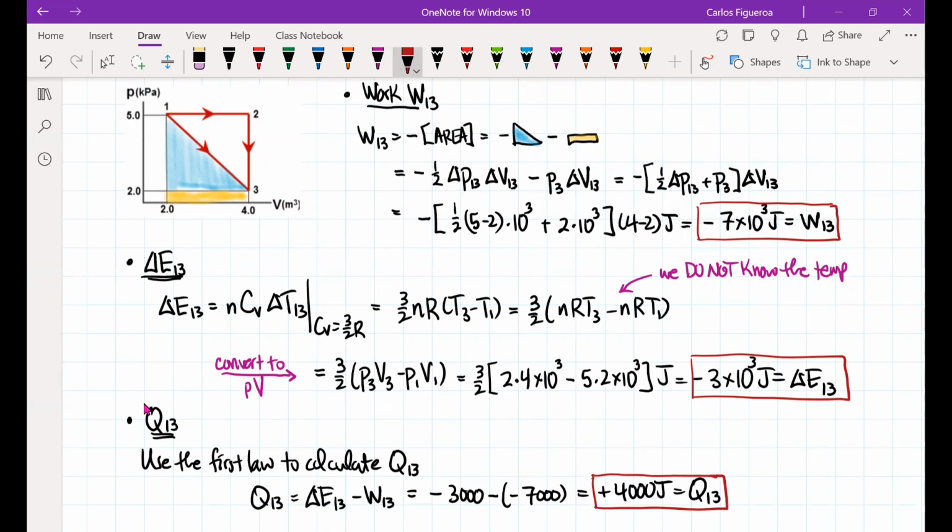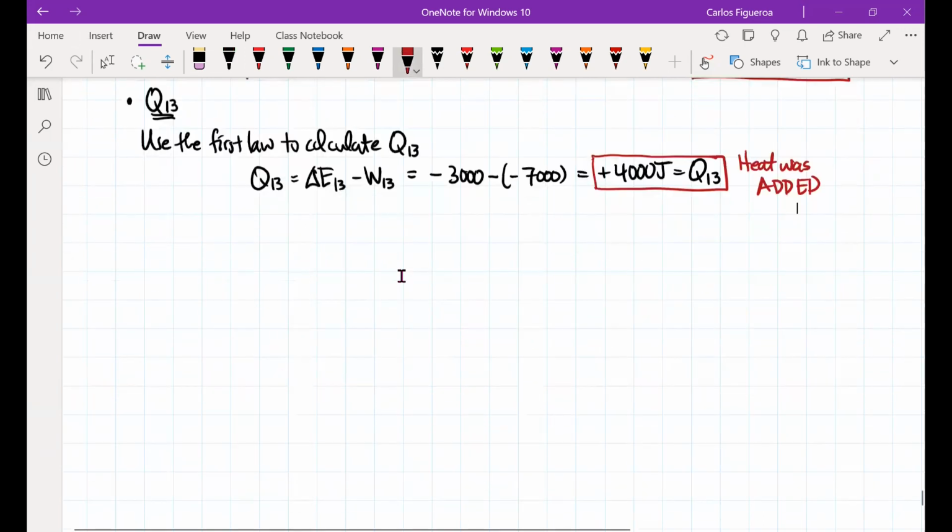And as expected, heat was added. Now let's go to the other process. So now we're going to go through the process 1 to 2 and 2 to 3.